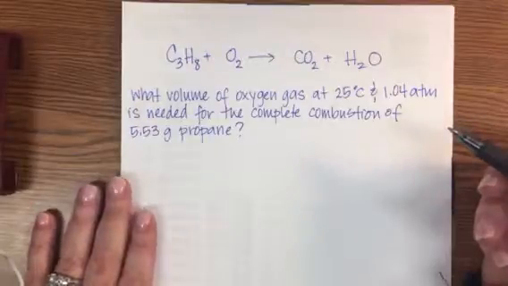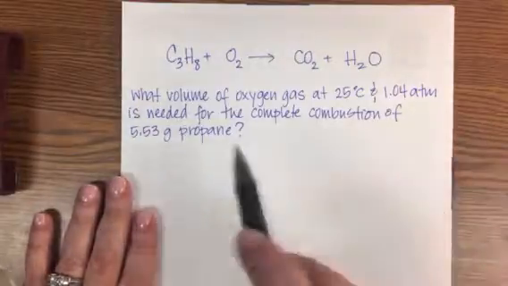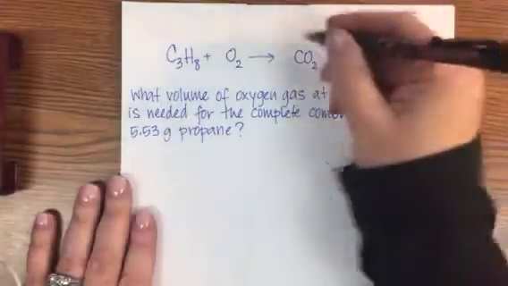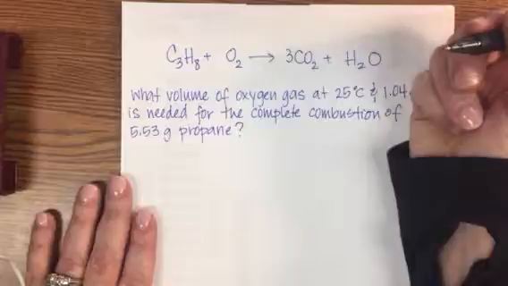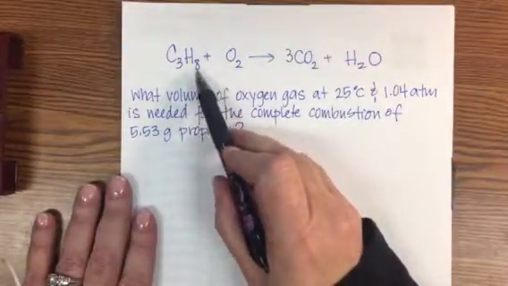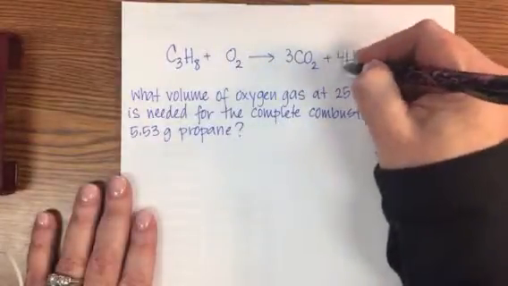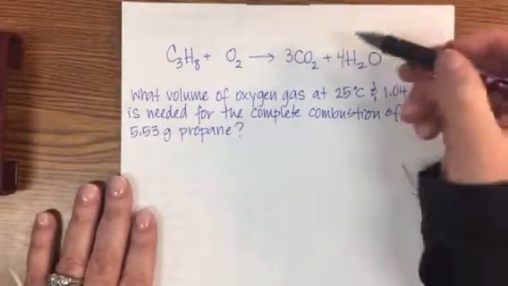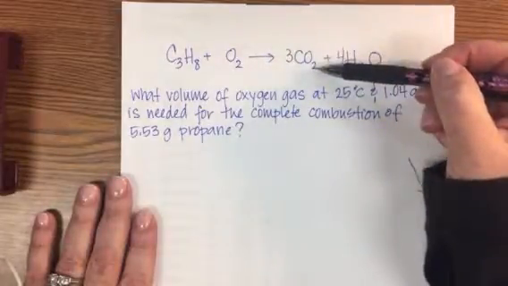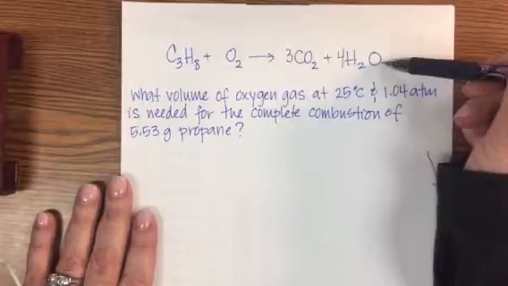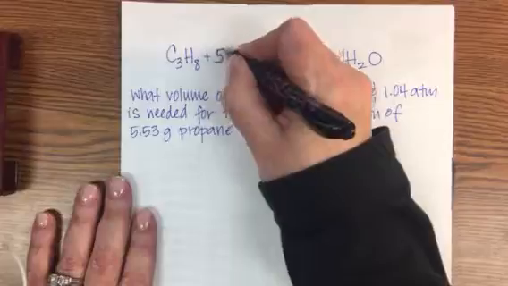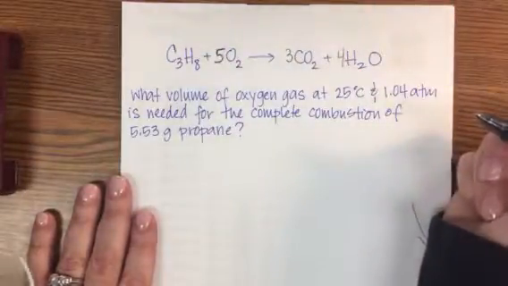First thing we need to do is balance our chemical equation. So I have 3 carbon in propane, so I'm going to put the coefficient of 3 in front of carbon dioxide. I have 8 hydrogen in our propane, so 8 divided by 2 is going to be 4 in front of water. Then I'm going to add my oxygen on the product side. I have 3 times 2 is 6, plus 4 is 10, divided by 2 gives me 5. So I've balanced my chemical equation.